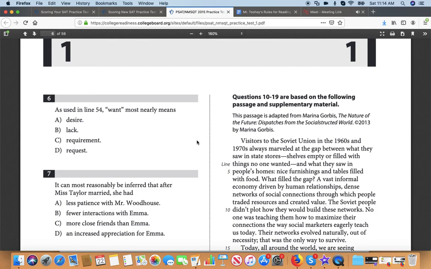Because when they read it at first, they say, as used in line 54, want, and most of them are like, oh, want means desire. Right? Yeah. That's a synonym. They love doing that. They love giving you the obvious synonym, especially for answer choice A. Everybody's just like, oh, desire. I know what that means. Easy. Wrong. That's not what they're asking, as used in line 54. It's more like lack. Yeah, for sure.